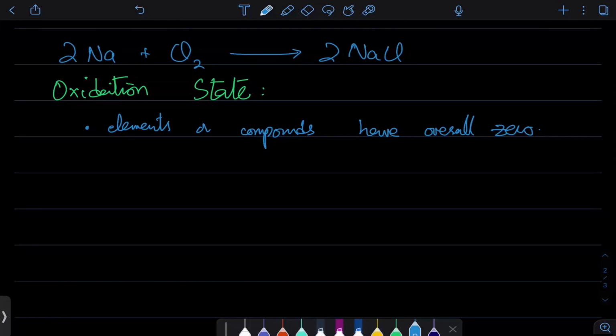Group 1 plus 1, group 2 plus 2, group 3 except for boron plus 3. ठीक है? But what about the rest? So we always assign, or always start assigning from most electronegative.